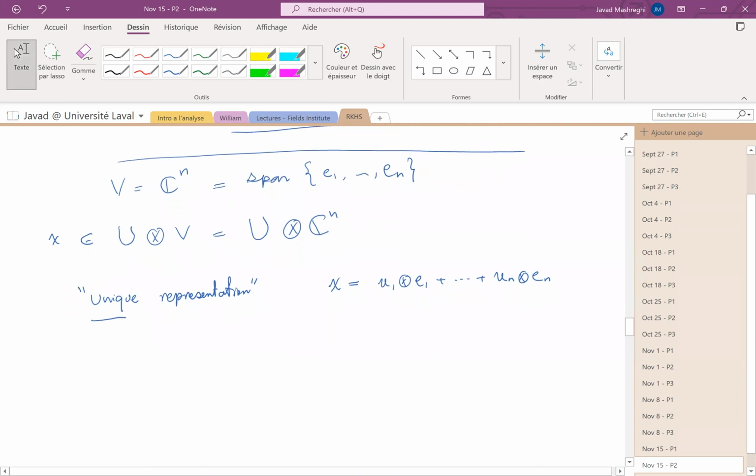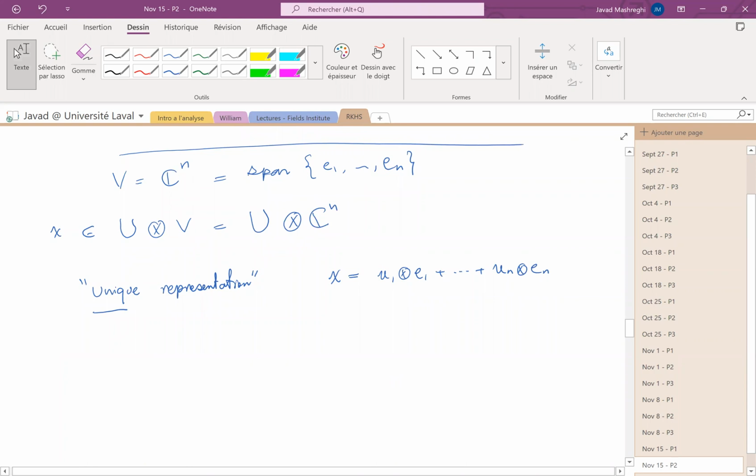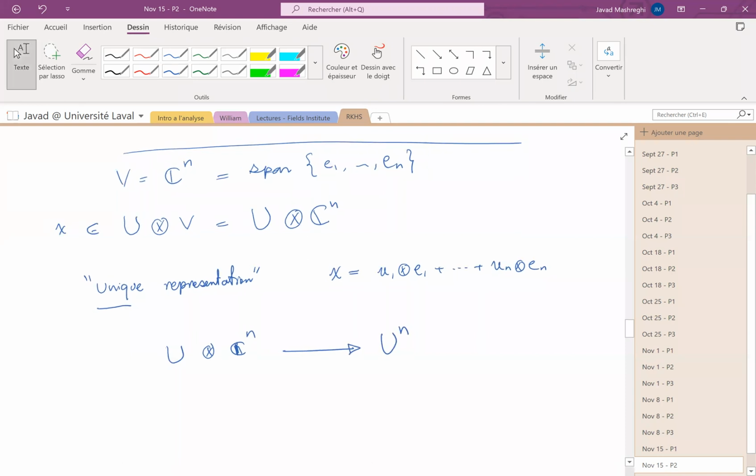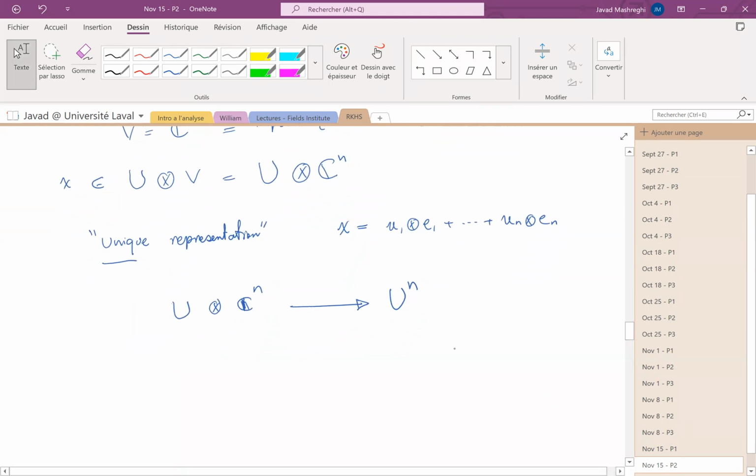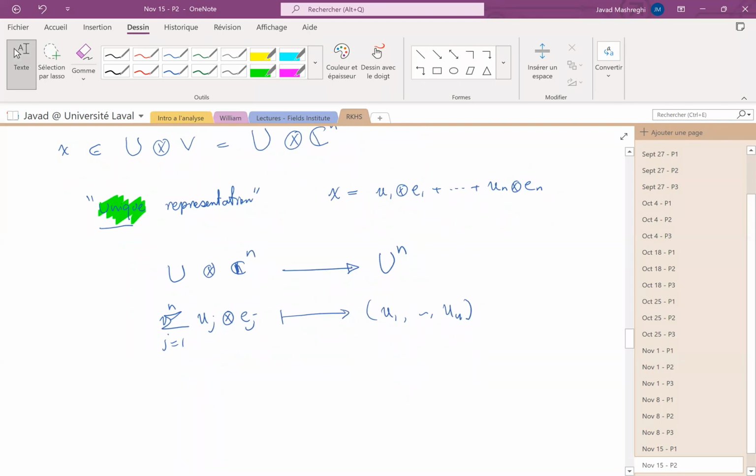This is not quite a vector of dimension n, but we can use this to say that we have a mapping from U tensor Cn to U^n, the Cartesian product of U n times, which maps the element sum j from 1 up to n of Uj tensor Ej to the element (U1, up to Un). We succeed here because of the uniqueness. We have a unique representation, so we can do this map, and we obtain this correspondence. This is a bijective map.